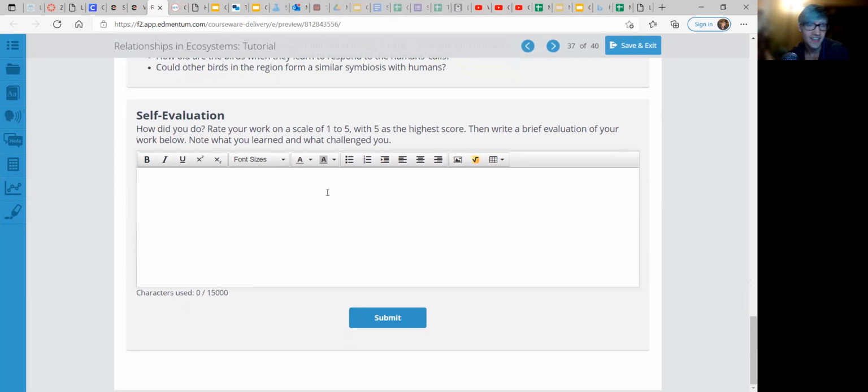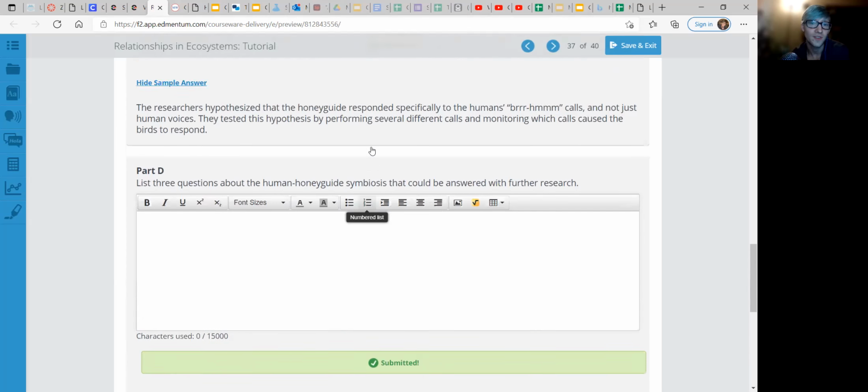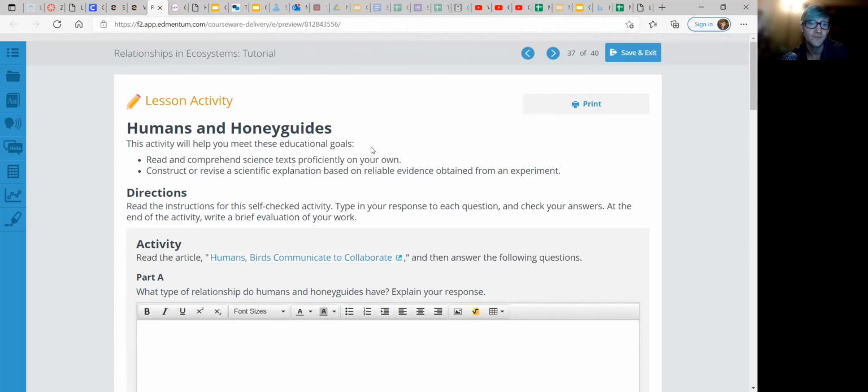And then as a closer, maybe an optimistic closure for the self-evaluation, how did you do? And then which lesson activity gave you the most trouble? Were you better at looking at a model, gathering information from that, and then talking about it? Or is it harder to read a long text and then piece together the information and evidence that way?